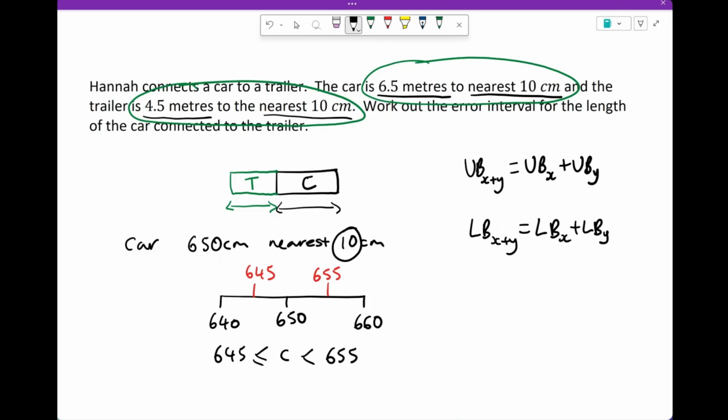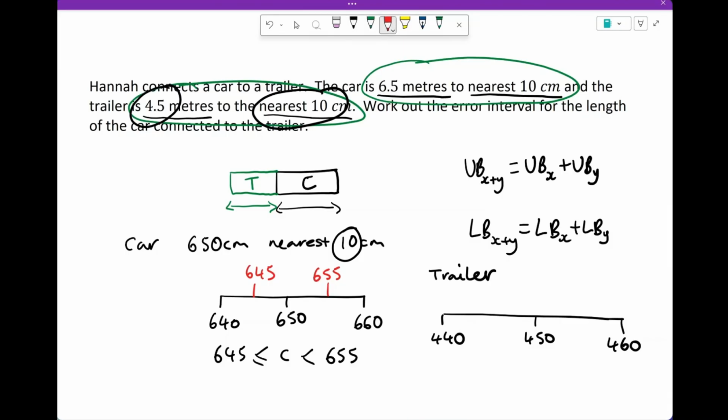Now let's do my trailer. So I'm going to write trailer over here. And once again, the units are different, so let's just convert the 4.5 meters to centimeters. So that would give me 450 centimeters. And once again, we're nearest 10, so the method's going to be the same. We're going to add 10 to get 460, subtract 10 to get 440. And then my upper and lower bound for the trailer is going to be my midpoints.